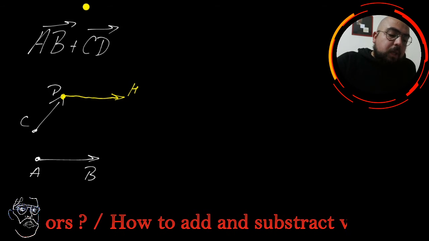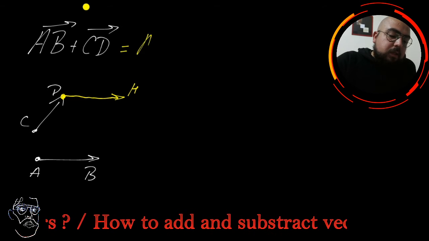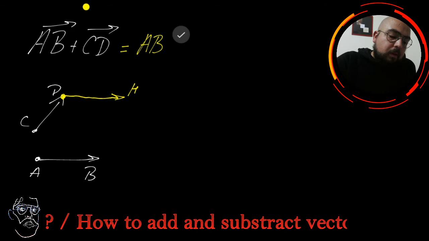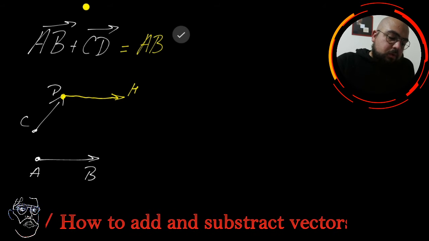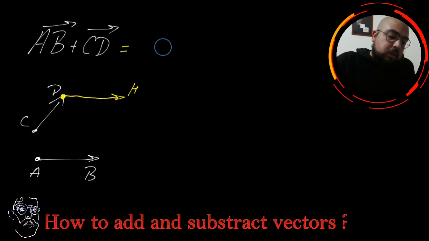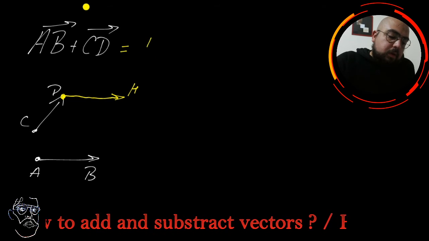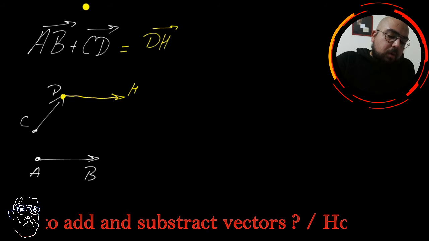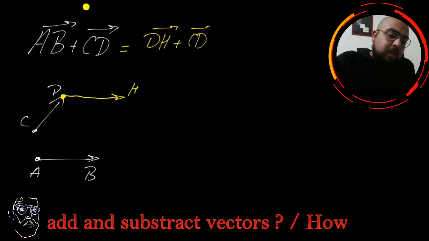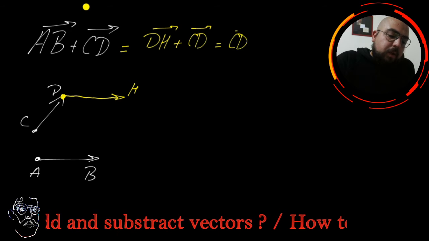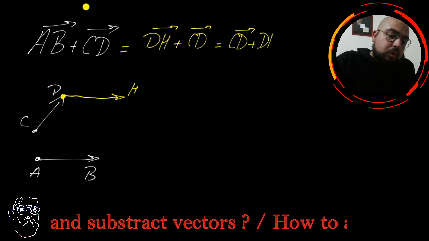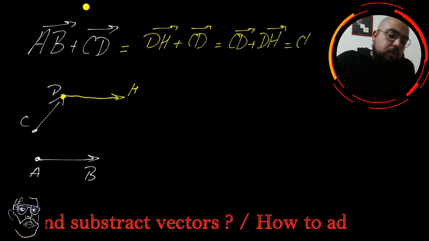So instead of writing AB plus CD, I can simply say that instead of AB, it will be DH plus CD, which is the same thing as CD plus DH, which is CH.